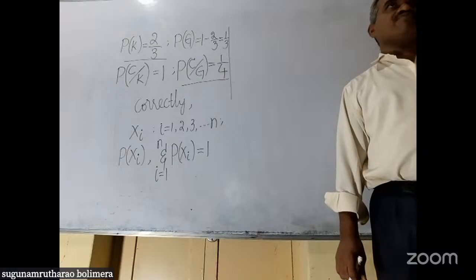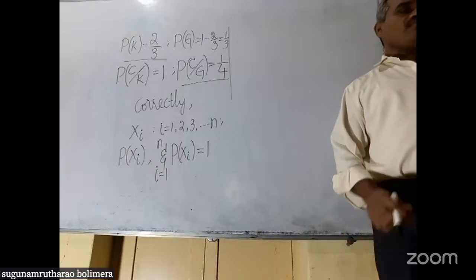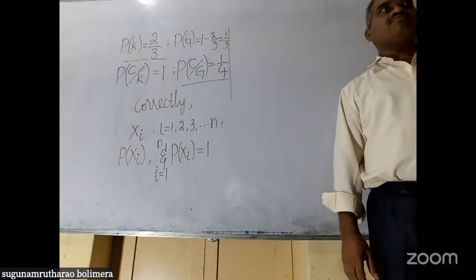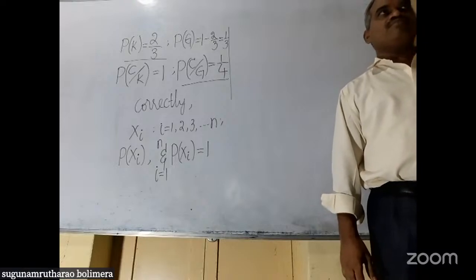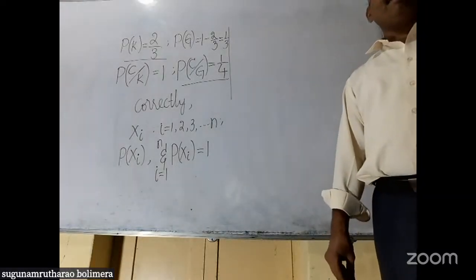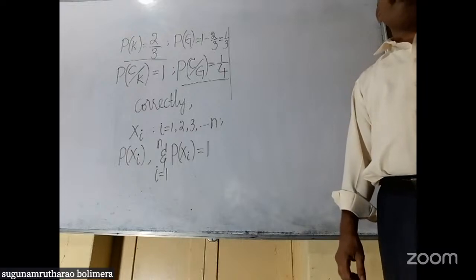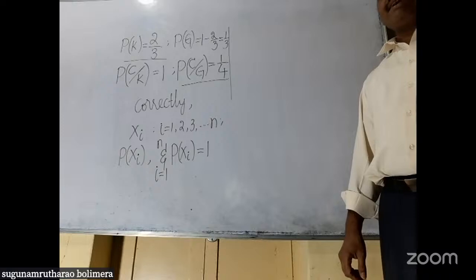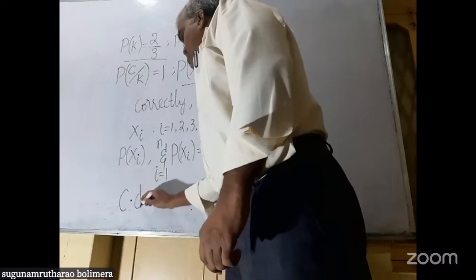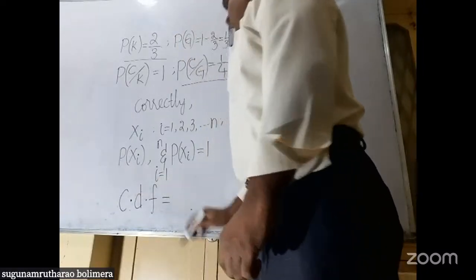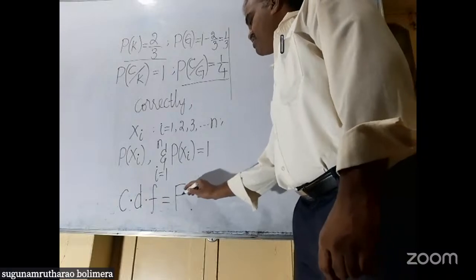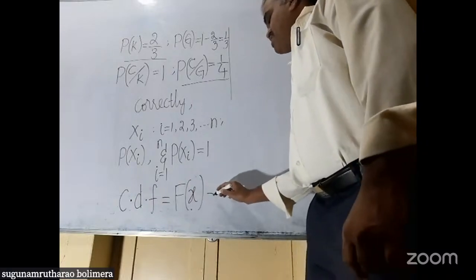Cumulative distribution function. Cumulative distribution function of a discrete random variable xi is denoted by capital F of x.